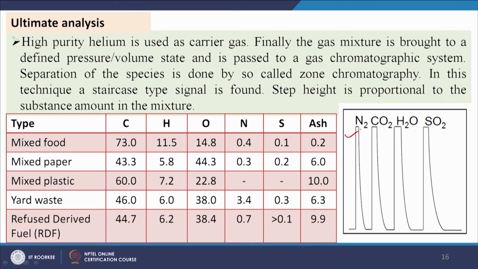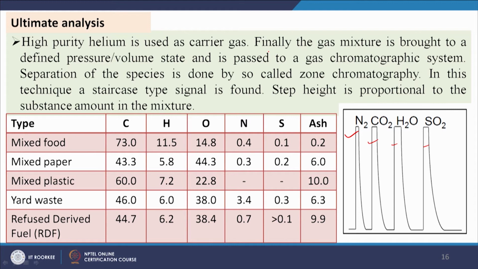So, it will come out very fast and we will get the peak of nitrogen at the first step, and then carbon dioxide will come out, and then H2O, and then SO2. We will be able to identify these gas components, and also determine their concentrations by calibration with some known samples. High purity helium is used as the carrier gas.